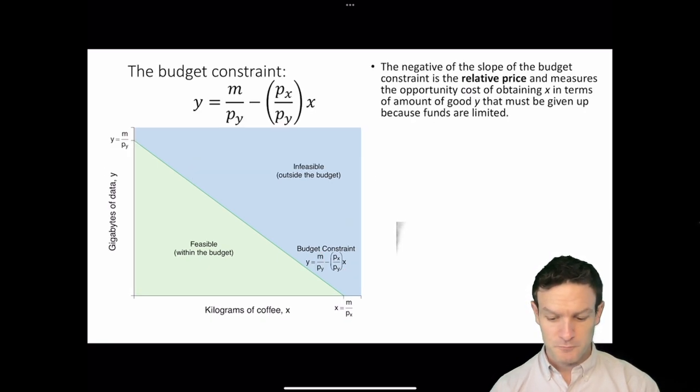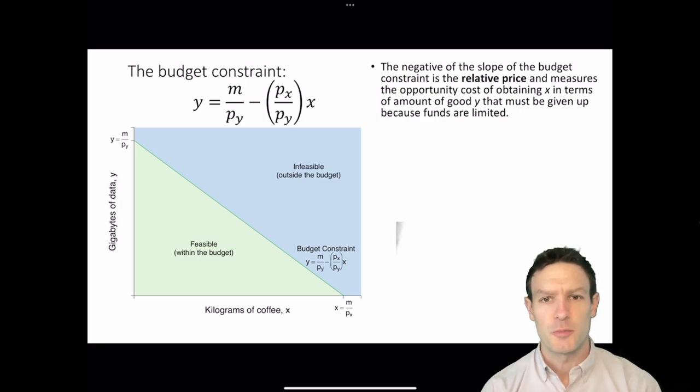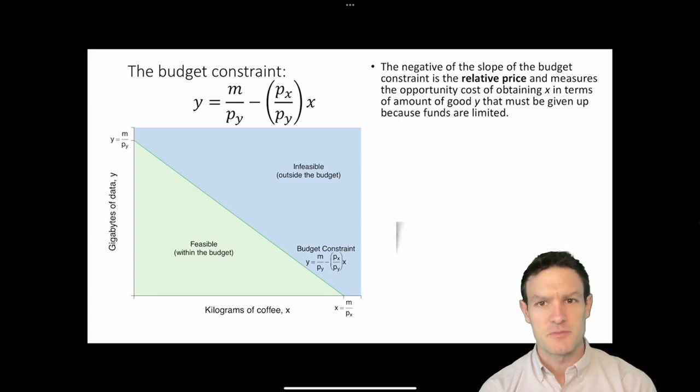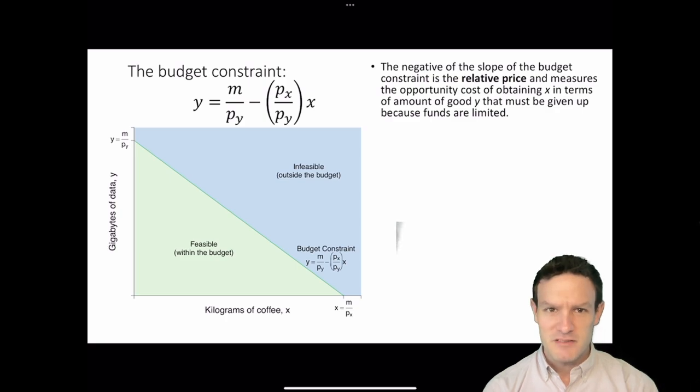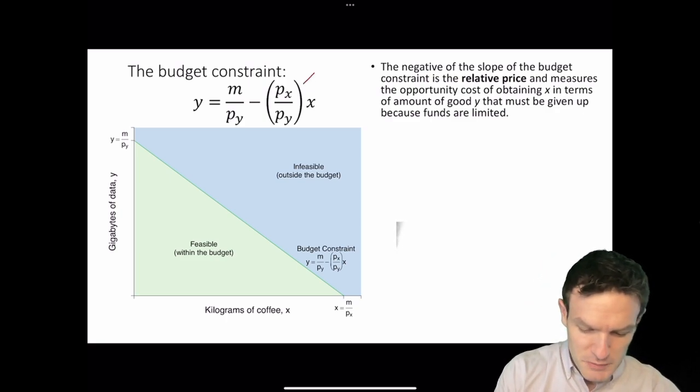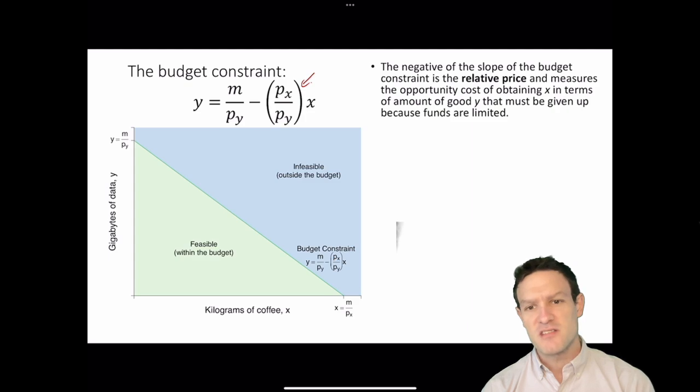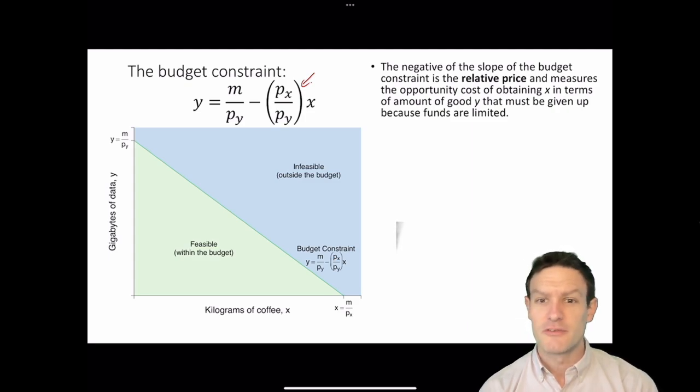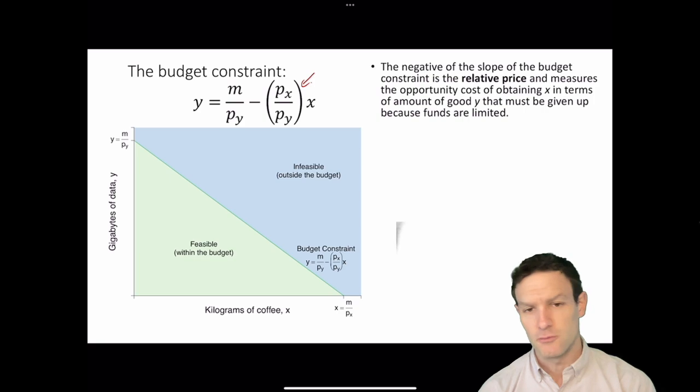Okay, so when we think about this, the negative of the slope of the budget constraint is the relative price, and it measures the opportunity cost of obtaining X in terms of the amount of good Y that must be given up, because funds are limited. So what are we thinking here? Basically, this price ratio, Px over Py, is telling us the opportunity cost of getting more X in terms of Y.